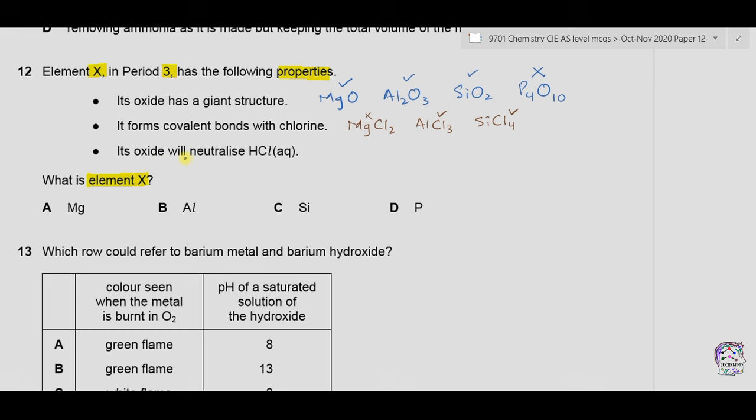Third option, its oxide will neutralize HCl aqueous. As we know, the oxide of aluminum is amphoteric in nature, so it can neutralize acid as well as alkali. Second is the oxide of silicon. Silicon dioxide is acidic in nature, so it cannot neutralize HCl. So the correct option is B, aluminum.